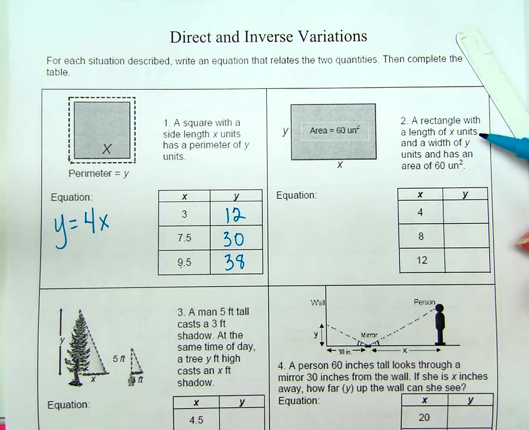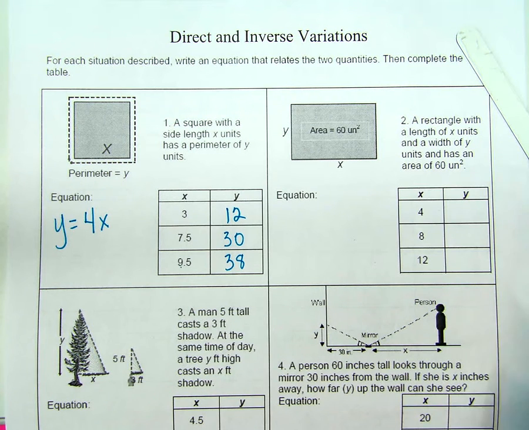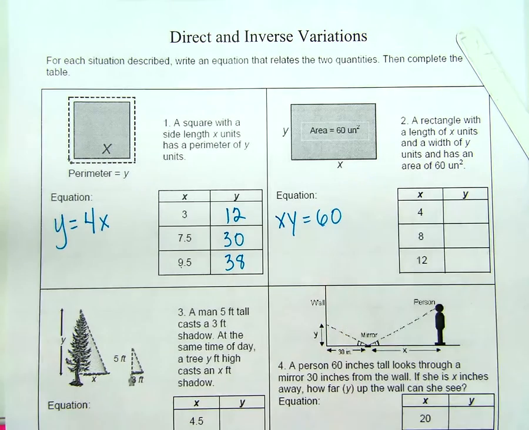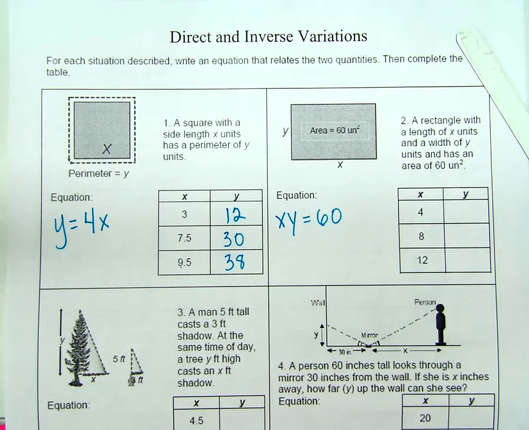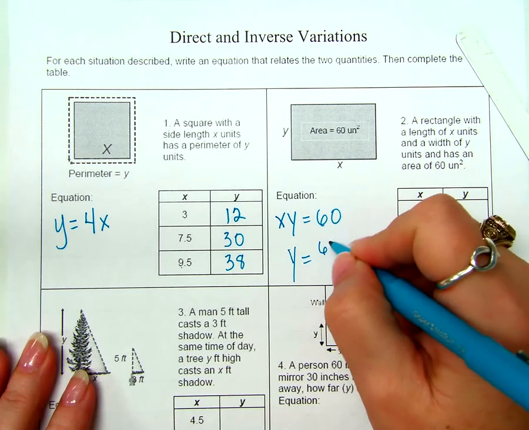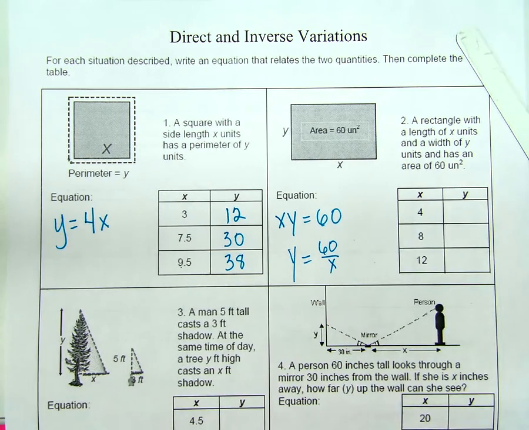The rectangle with a length of x units and a width of y units has an area of 60 units. How do we find area? So x times y equals 60. Well, that's all fine and good, but what if I want it y equals? Oh, divide both sides by x? Okay, so y would equal what? 60 divided by x. Good.